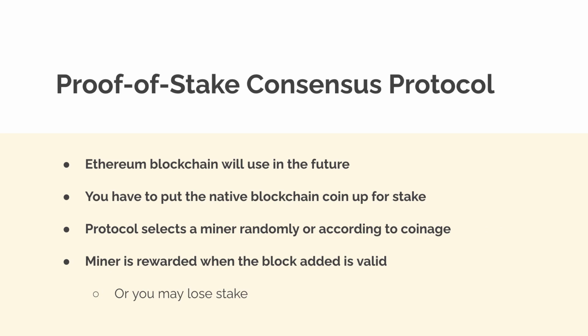There's also another consensus protocol known as proof of stake. This is the one Ethereum blockchain will use in the future. And this works slightly differently, but it's still for the same purpose of getting a consensus. It's still the purpose of the node to ensure the safety and the verification of a block. So in this type of algorithm, you have to put the native blockchain coin up for stake. The protocol will select a miner randomly or according to coin age. And the miner is rewarded when the block that is added is valid. If you don't add a valid block, you can lose stake.